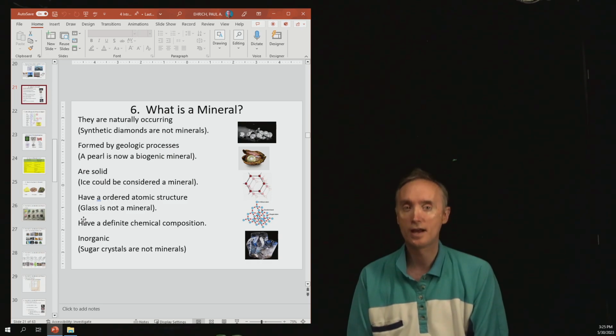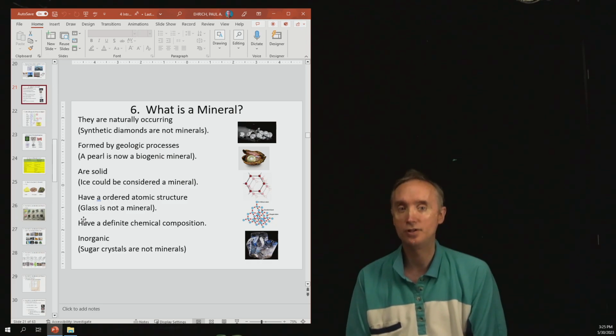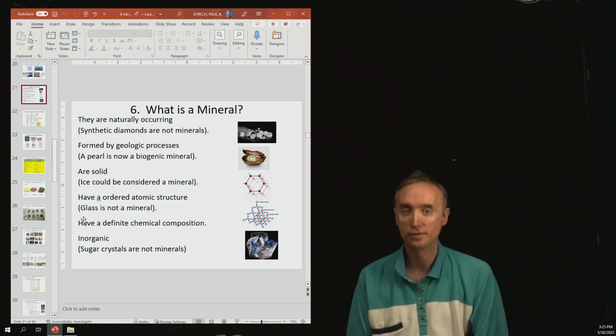So they are naturally occurring. For example, we can make a synthetic diamond that looks exactly like a real mineral diamond, but it's not considered to be a mineral. So it has to be naturally occurring. You find it in nature for it to be considered to be a mineral. Okay, it needs to be formed by a geological process.